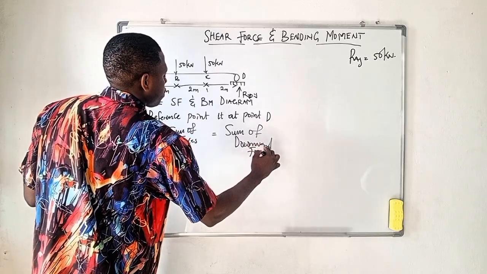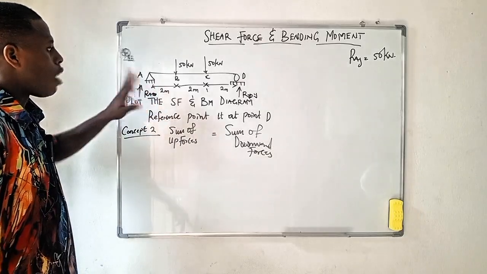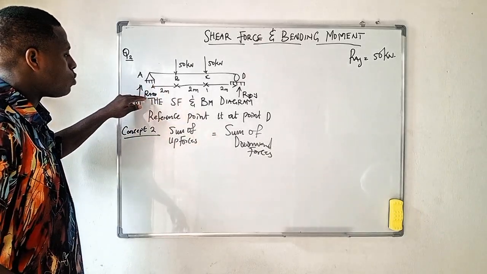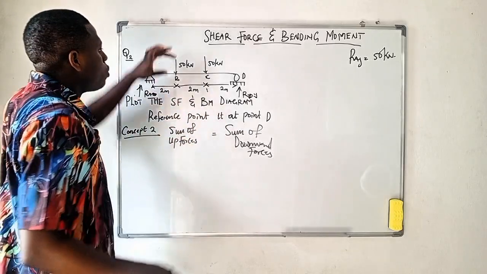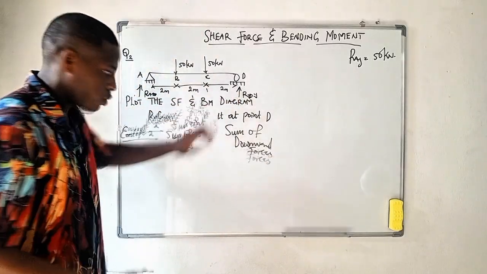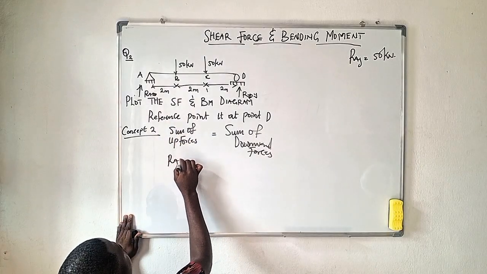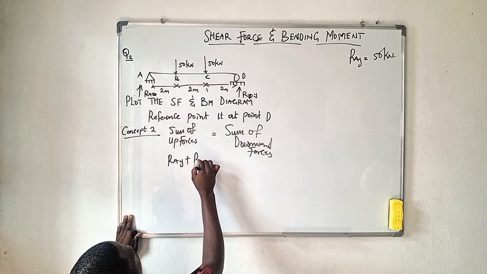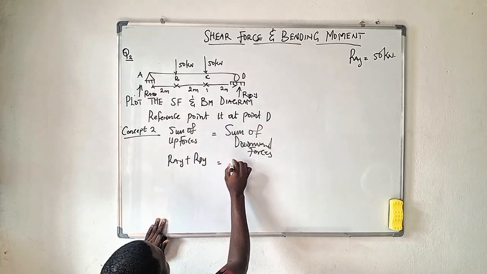Forces. So basically, how many upward forces are we seeing? We are seeing the two reactions moving up, and we are seeing the point load coming down. So basically you have two downward forces and two upward forces. For your upward force, you have RAY plus RDY, which is this.